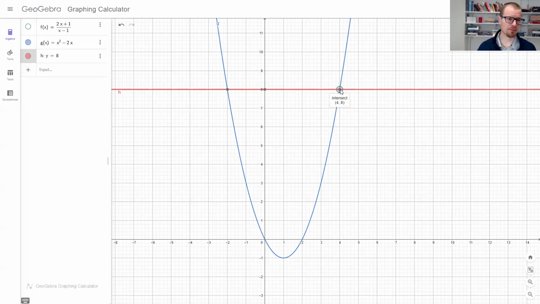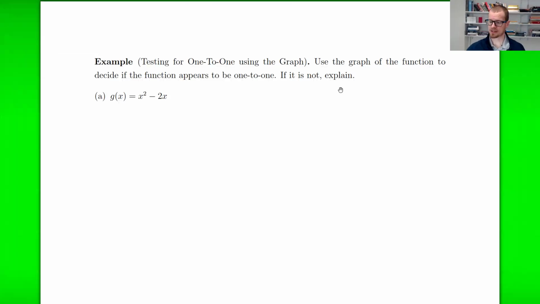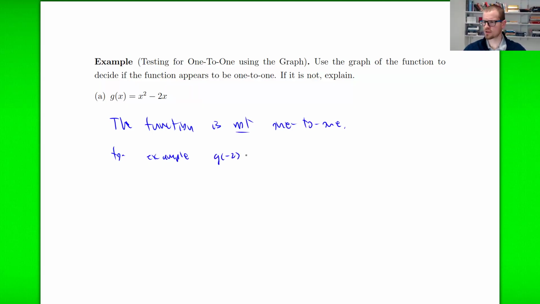So we can respond to the problem in this way. We can say that the function is not one-to-one. For example, g of -2 is equal to 8, but that is also g of 4. So we have two elements of the domain associated to one element of the range.